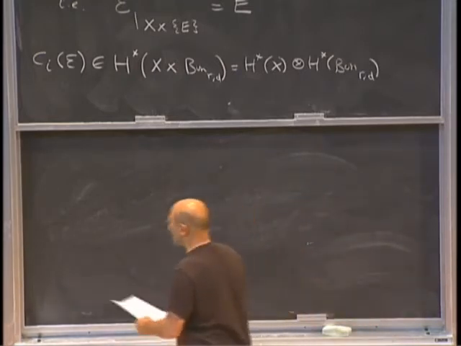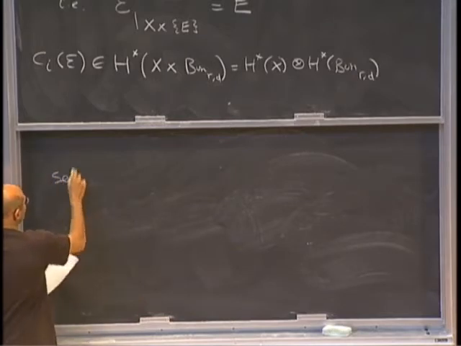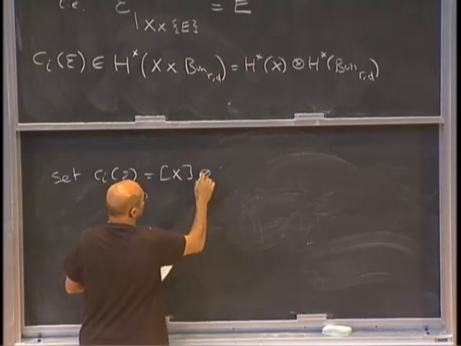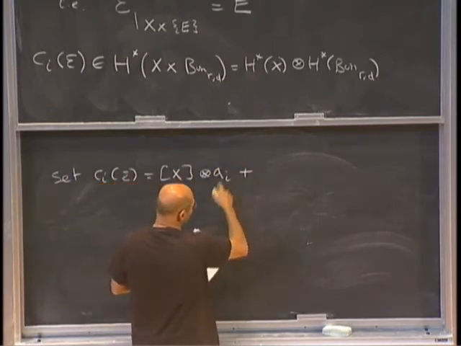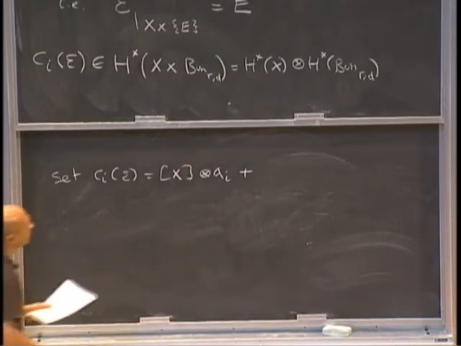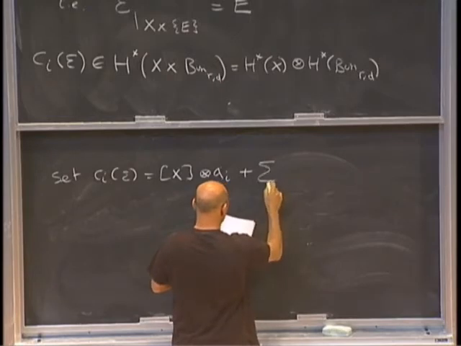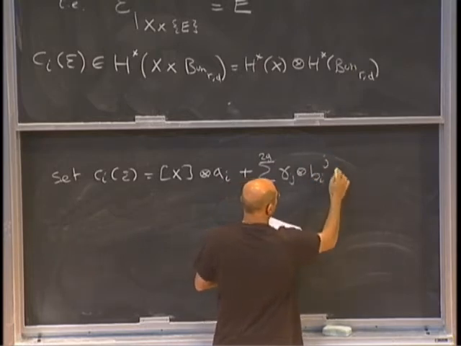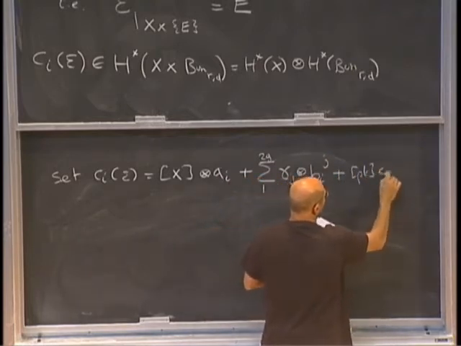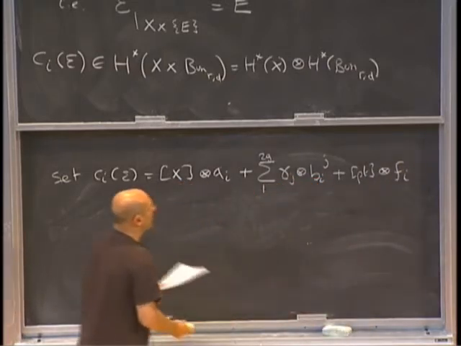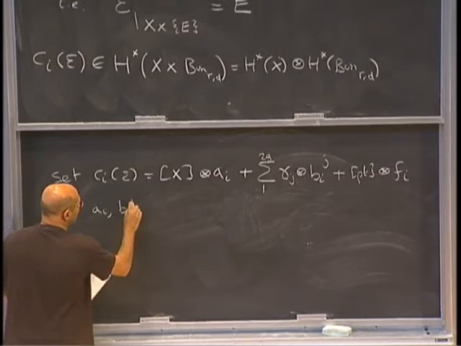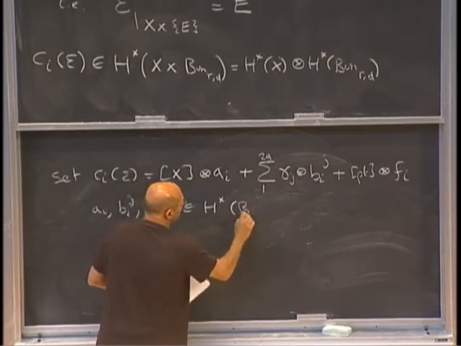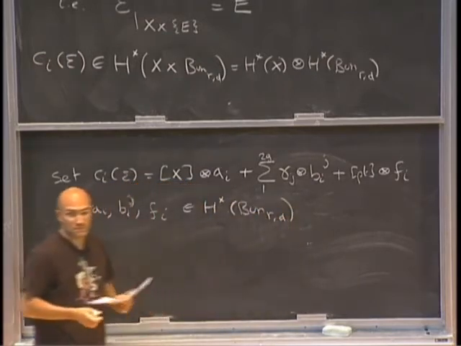So let me write this. Set c_i(E) to be the class of X tensor a_i, just notation. I'm going to define some classes in the cohomology: a_i, then the sum from 1 to 2g, gamma_j tensor b_{ij}, plus the class of a point tensor f_i, where a_i, b_{ij}, and f_i belong to the cohomology of Bun_{R,D}.